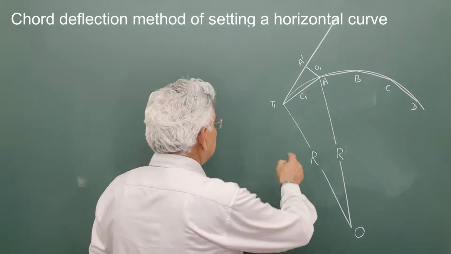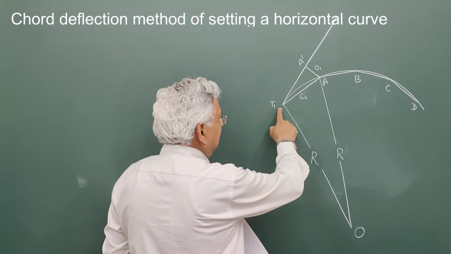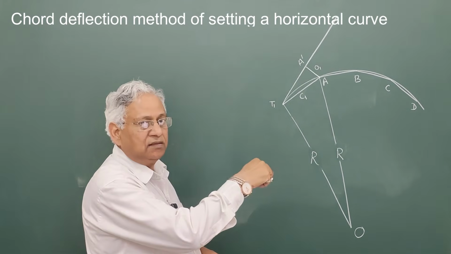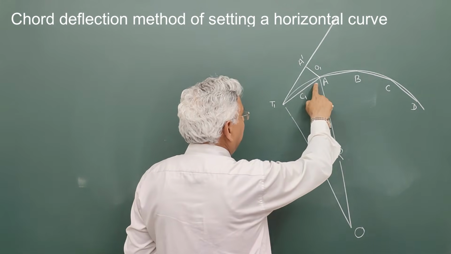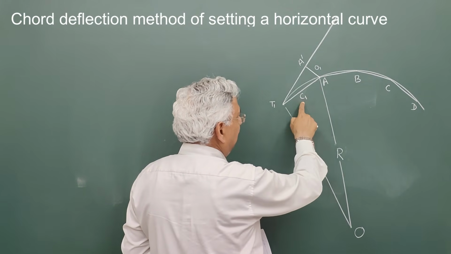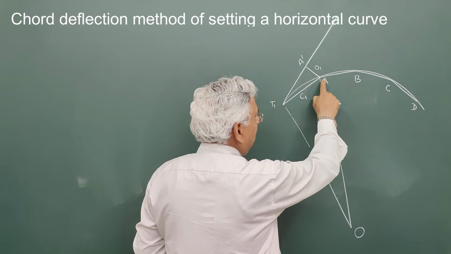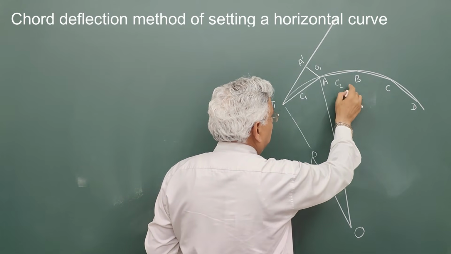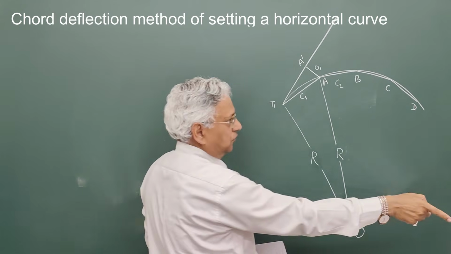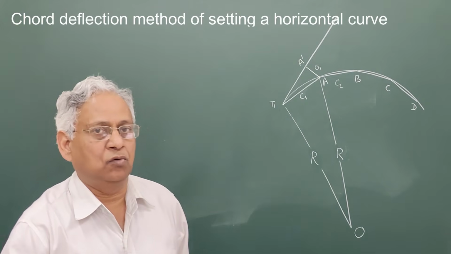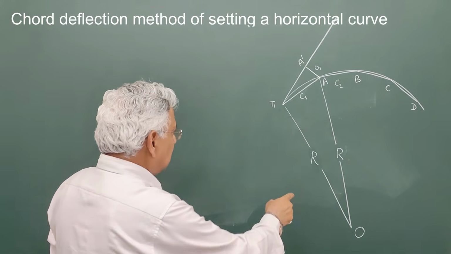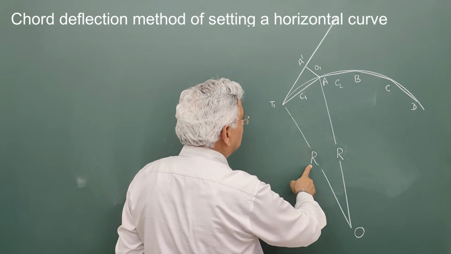So let us say this is the point T1, the first tangent point of the curve, and you have a chord T1A of length C1, another chord AB of length C2, another chord BC, and it continues till the last chord. R is the radius of the horizontal curve.